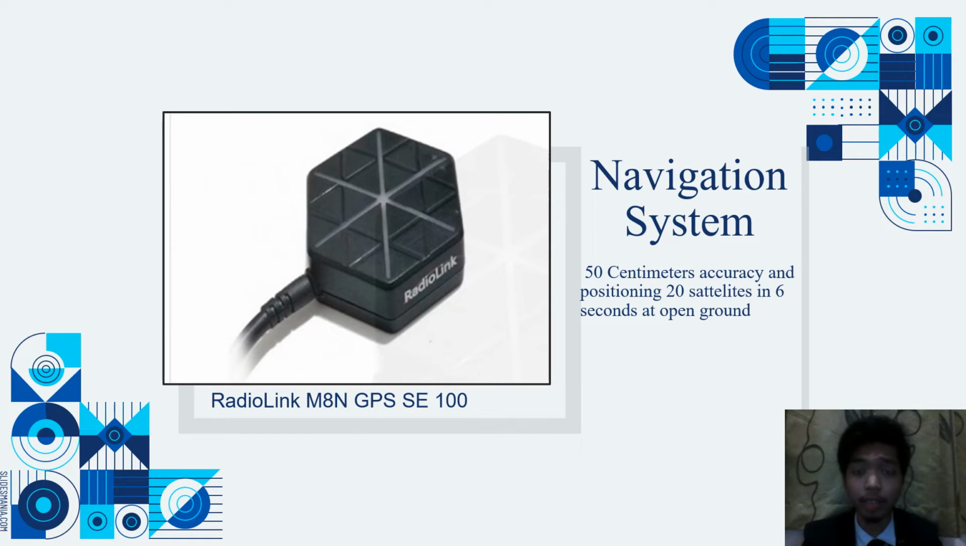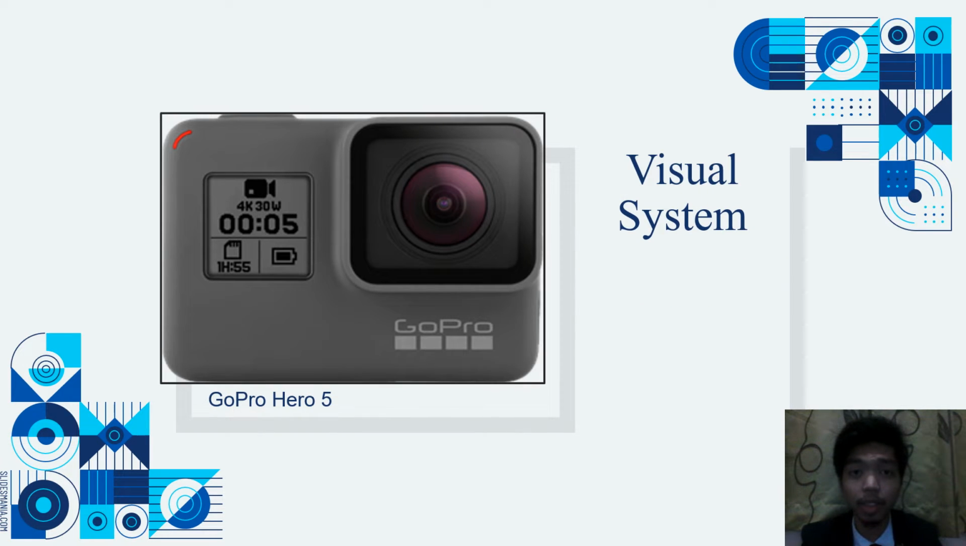Next, navigation system. I use RadioLink M8 and GPS SE100, which offer 50 centimeters accuracy and positioning 20 satellite in 6 seconds at open ground. The last one is visual system. For visual system, I use GoPro Hero 5 because the camera is waterproof.